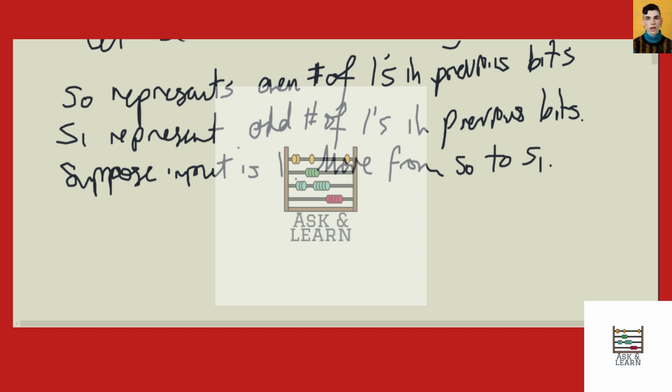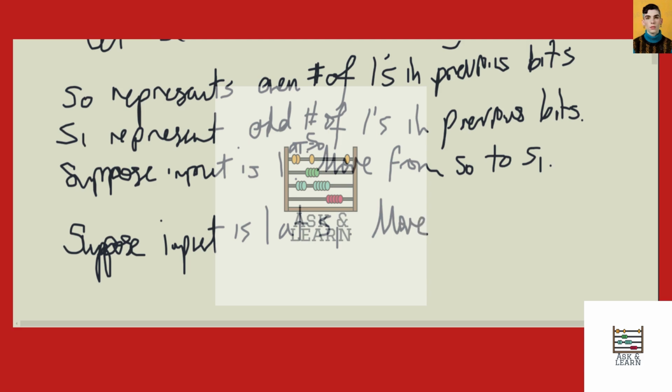And then suppose that the input is 1 at S0. Now suppose that the input is 1 at S1. Then we're going to move from S1 to S0, because if we were at S1, that means we had an odd number of ones. So if we add another 1 to that, that's an even number of ones.